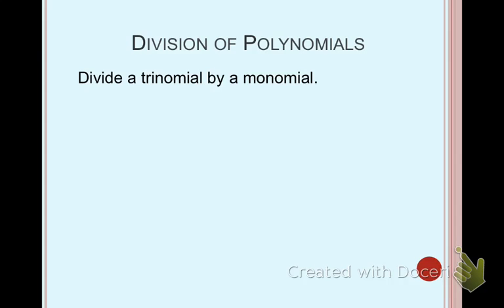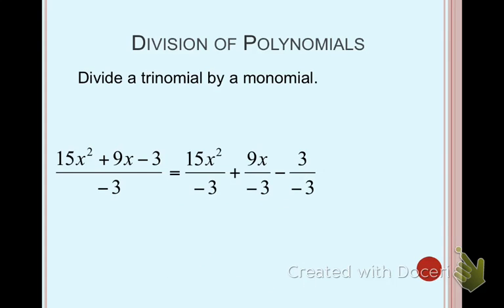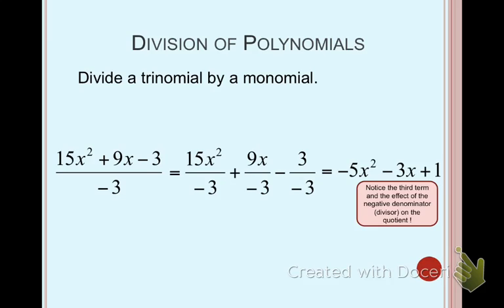Okay. Same thing's going to happen when we divide a trinomial, 3 terms, by a monomial. But this time we're going to break it down into 3 mini problems. 15x squared over negative 3 plus 9x over negative 3 minus 3 over negative 3. So that negative 3 that's on the bottom belongs to each piece on the top. Okay, 15 over negative 3 is negative 5. My x squared just stays x squared. 9 over negative 3 is negative 3. My x just stays x. And now here, realize that a negative and a negative becomes a positive 1.